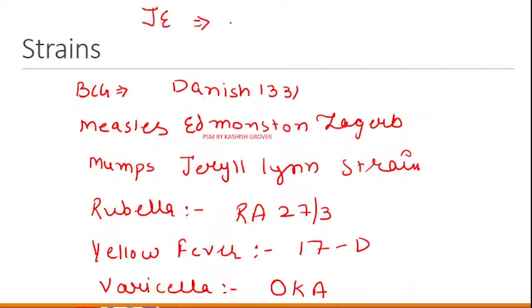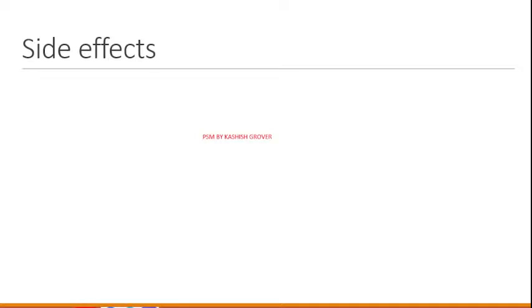Who will tell me about JE? SA 14-14-2. Yes, very good. SA 14-14-2. Now side effects. Sometimes they ask you these side effects. I cannot say this is very, very important, but last year, I never expected for rotavirus, they asked, and the answer is intussusception, right?